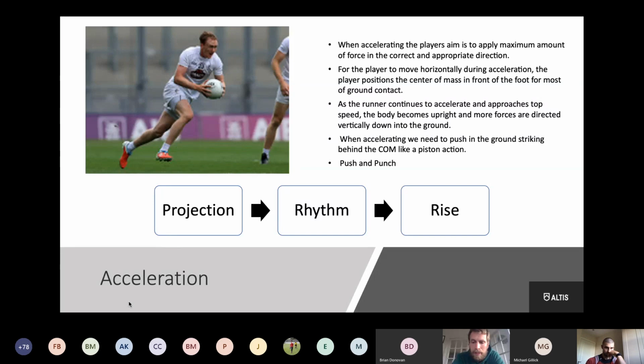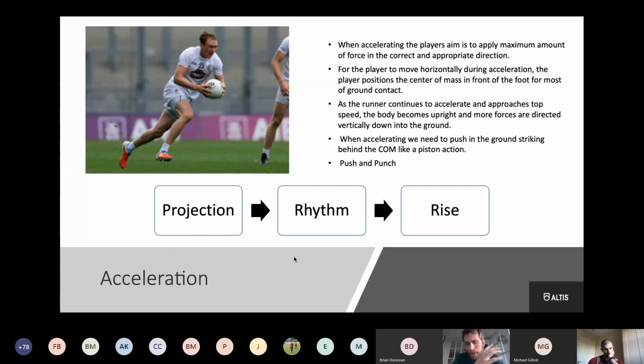Okay, so your front foot is the foot you're pushing through the floor. Okay, and your back leg is the leg you're punching forward. Okay, so you're looking to produce force horizontally, by projecting yourself, by pushing into the ground behind your center of mass. Okay, so kind of three points from Altus is your projection.